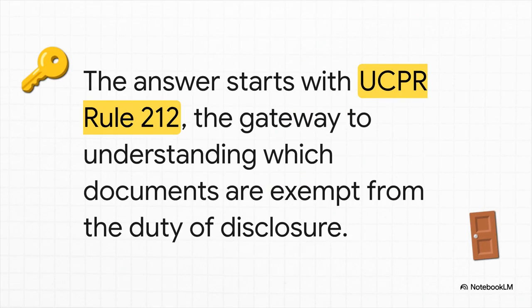The answer, your starting point for everything, begins with one rule you have to burn into your brain. UCPR Rule 212. I'm going to say it again. Rule 212. This is the gateway in the Uniform Civil Procedure Rules. It lists every single category of document that is exempt from disclosure.